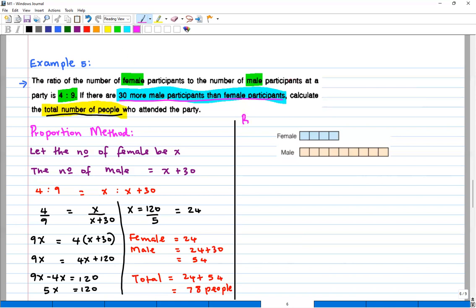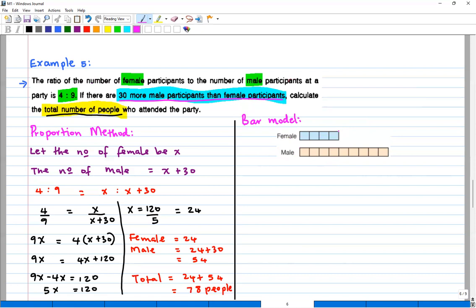This will be the bar model. We know that the ratio of female to male is 4:9. So if we have the ratio as 4:9, so for female, we draw 4 squares, and for male, we draw 9 squares. Okay. Now, we have been told that there are 30 more male participants.